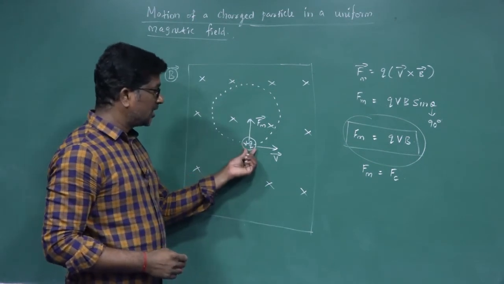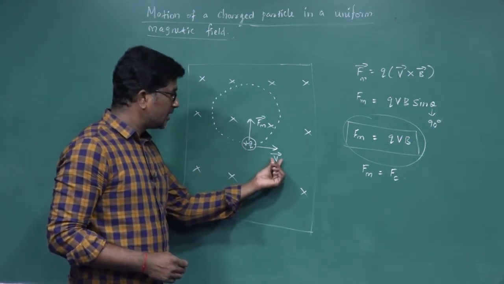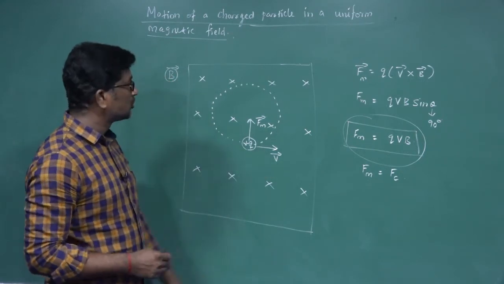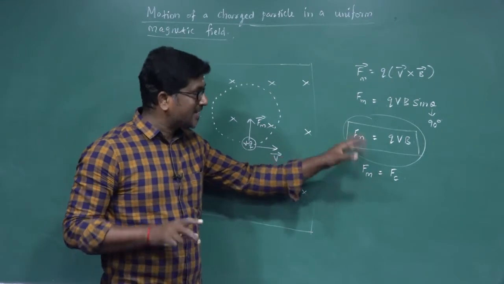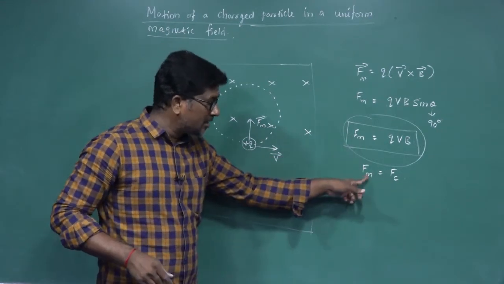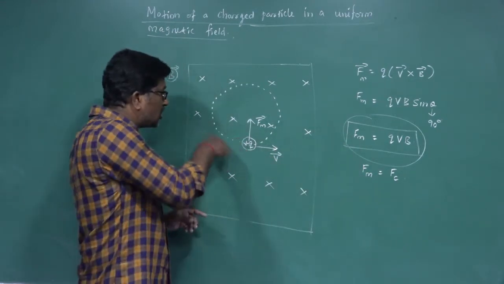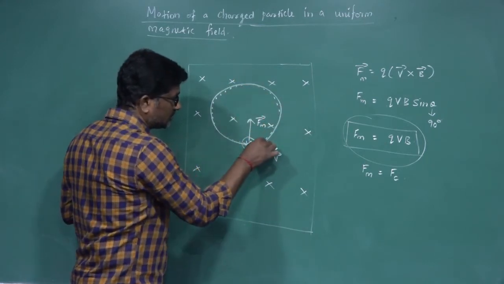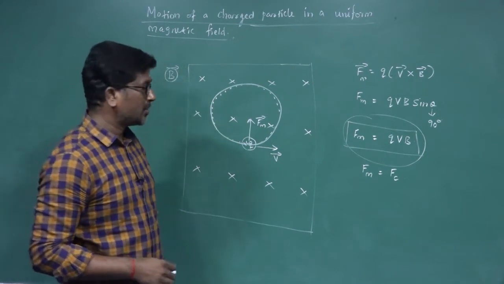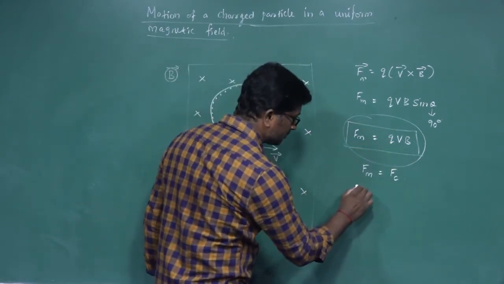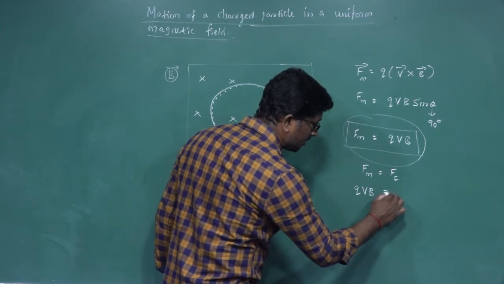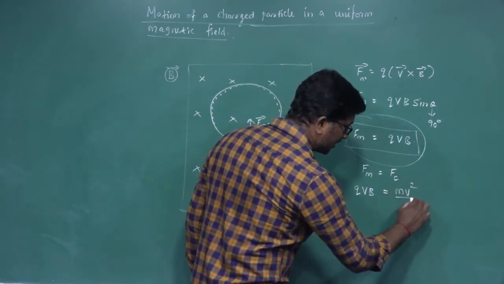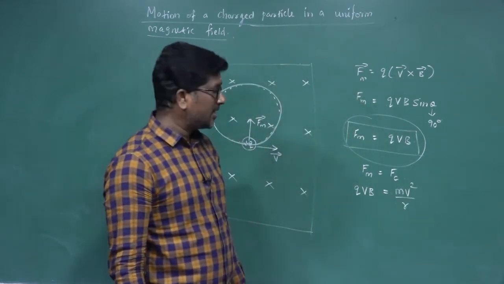If the charged particle is moving with a velocity of v in the uniform magnetic field of induction, whose direction is perpendicular to the velocity, it experiences maximum magnetic force. This maximum magnetic force acts as a centripetal force, so that the charged particle is moving along the circular path. The magnetic force is QVB, and the centripetal force is given by the formula mv square divided by r.